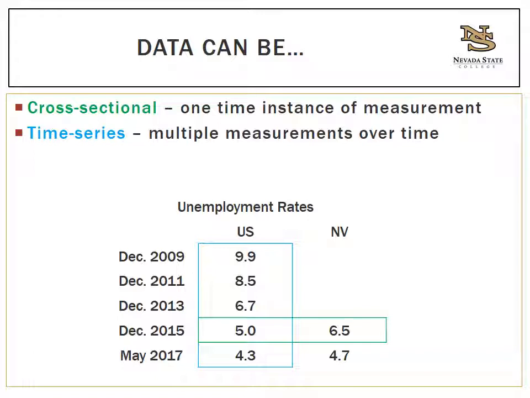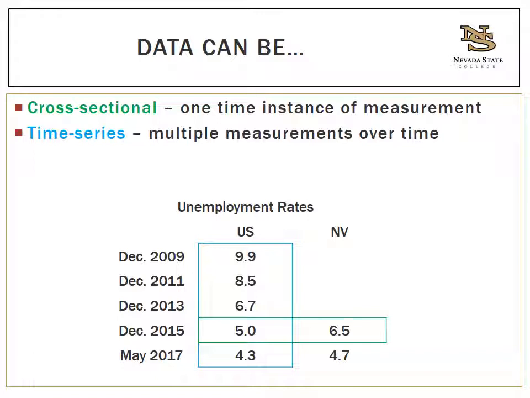Another categorization of data is cross-sectional versus time series. So quite simply, cross-sectional data is just a cross-section, just a one-time instance of measurement. Whereas time series data involves multiple measurements across time. So if you look at this example here, we're looking at unemployment rates. If you look at the blue box, that would be time series data. So looking at the unemployment rates in the United States across time. So measured repeatedly across time.